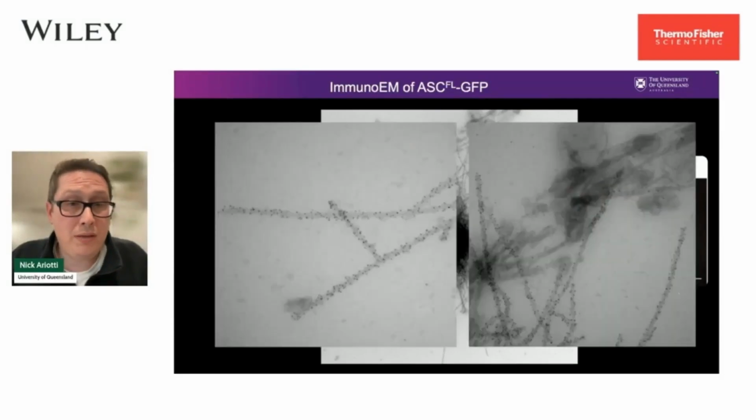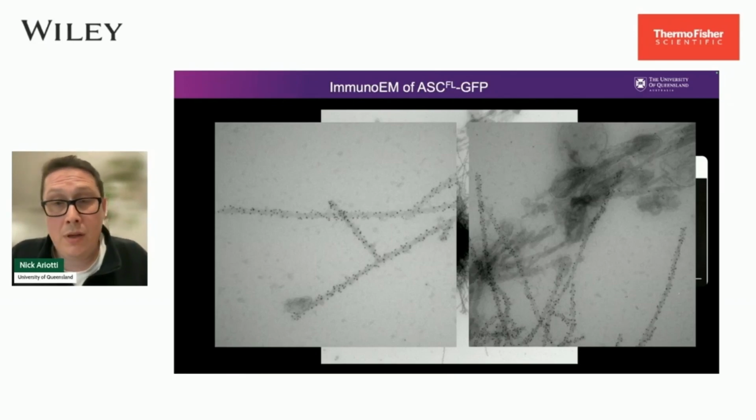When we zoom in, you can see that these ASC specks and these filaments are directly labeled with gold, but our microtubules up here in the top right are completely devoid of labels. So we really know that these are, in fact, GFP positive and are our ASC filaments.